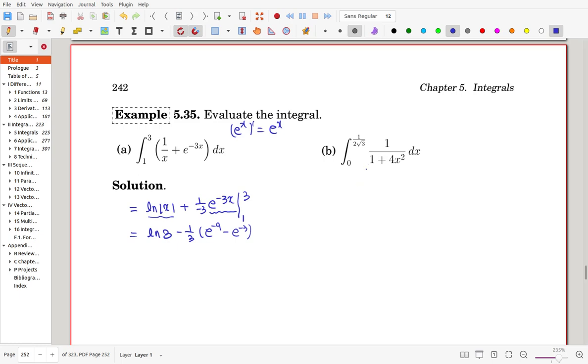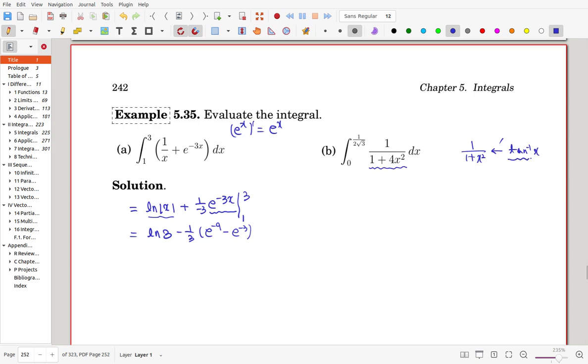Now let's go to this one. For this one, the shape over there looks like a perturbation of 1 over 1 plus x squared. That is, in fact, something you can get from the arctangent of x.